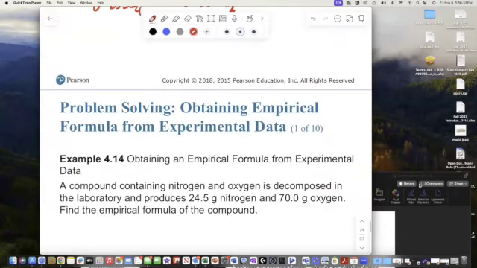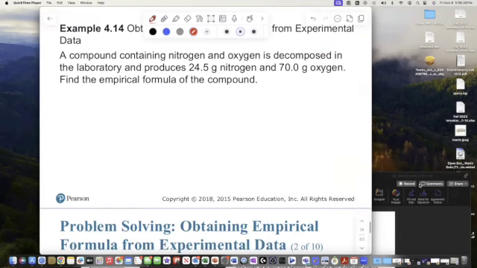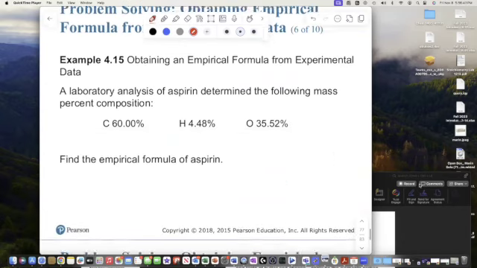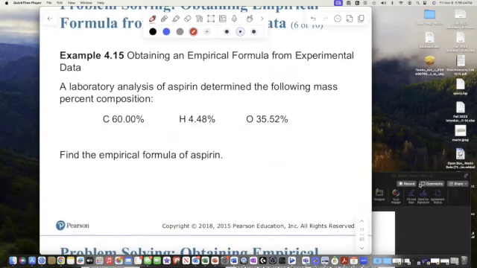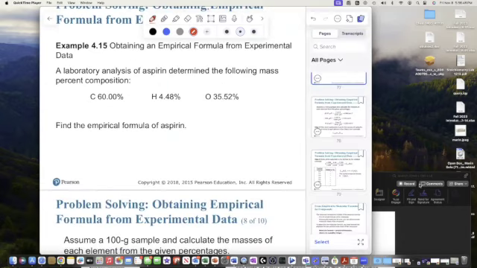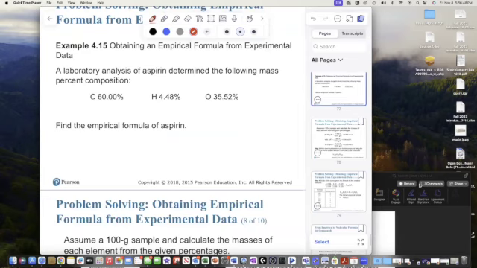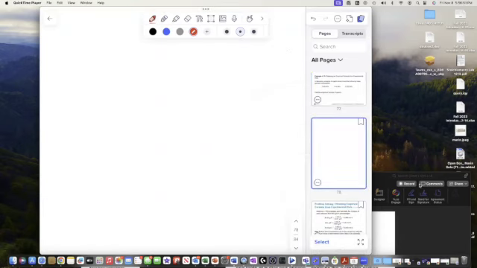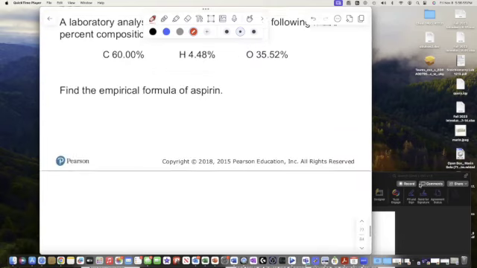Okay? I'm going to skip over this problem for right now. I'll come back to it later on. I want to go ahead and work on one that starts with percentages. So we're starting from the beginning, like this one here. In this problem here, we're starting from the beginning. Let me add a page here. We're starting with the percent of the elements.